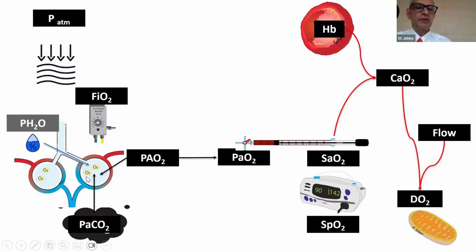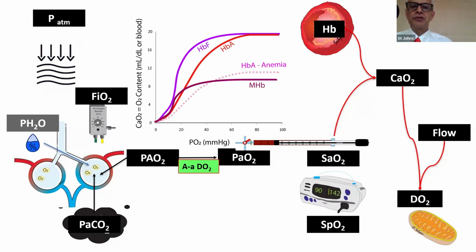Then subsequently, PaCO2 comes through, and that further reduces the alveolar oxygen. And then the alveolar oxygen gets transmitted to the arterial oxygen, and this is where the AA gradient comes into play. And pretty much every single baby that we take care of in the NICU has a high AA gradient because there is some lung pathology going on in these babies. And then you convert PaO2 into SaO2 using the oxygen dissociation curve.